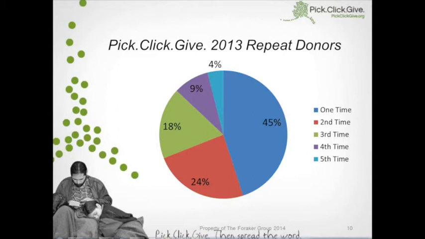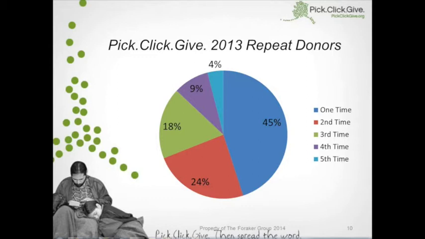And then in 2013, we also had some information about repeat donors. So here you can see that 45% of our donors last year was the first time that they contributed through this Pick.Click.Give option. There you got 24% giving a second time, third time is 18%, fourth time is 9%, and then the fifth time is 4%. So we can see here that we have a lot of new donors. And as you start to look at your data and who your donors are, you can think about this breakdown of how often people are returning to Pick.Click.Give to contribute to our organizations.